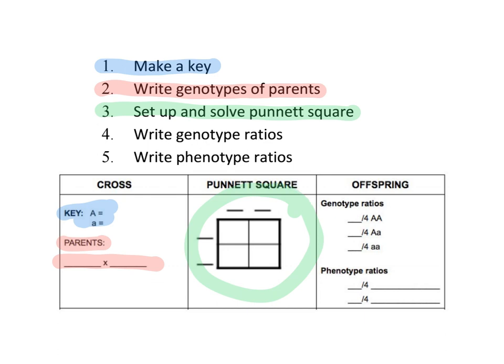And last, we will write the genotypic ratios and the phenotypic ratios. The genotypic ratios will go here. Remember that our genotypes are the letter combinations, and the phenotypic ratios, those are going to be the traits that we're going to see, and we will need to look at the key to figure out what those will be.